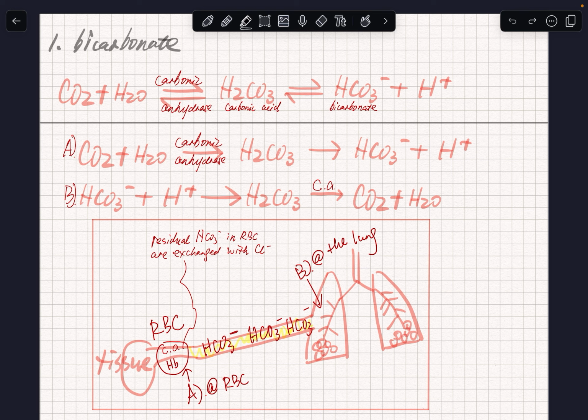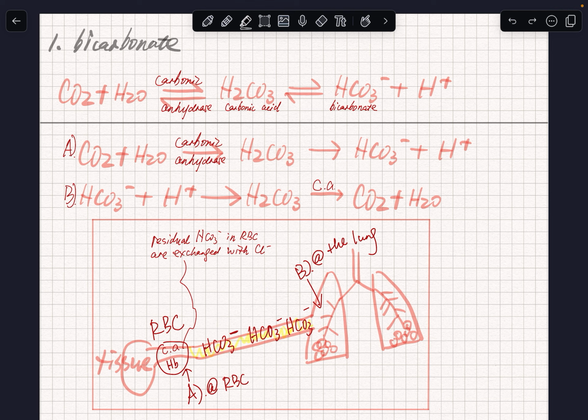This is my blood vessel. And in my blood vessel, I have a red blood cell, okay? And in the red blood cell, I have this enzyme, carbonic anhydrase. So basically, the CO2 will get inside your red blood cell, and then the carbonic anhydrase would catalyze the reaction of CO2 plus water.